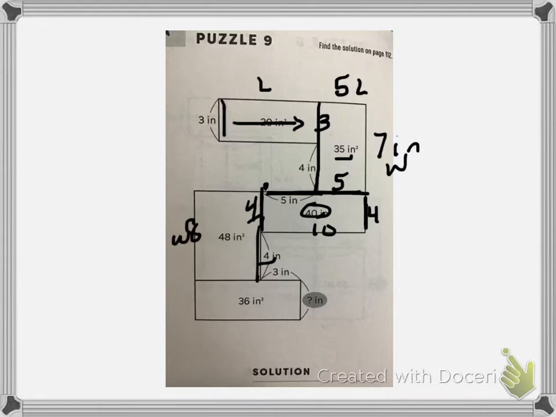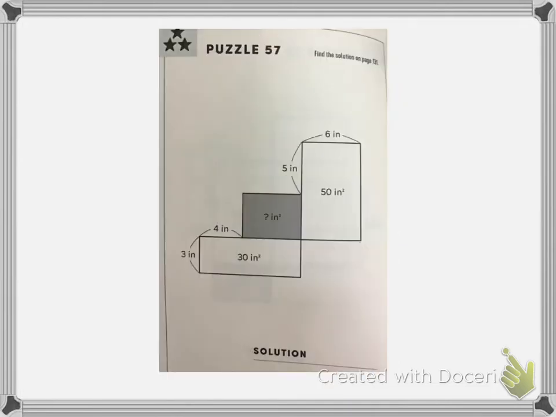A width of 8 and a length of 6 would give an area of 48. So if this top piece is 6 inches, that means down here is also 6 inches, which makes the full length from the left all the way to the right a total of 9, because 6 plus 3 gives 9. And 9 times what would give an area of 36? 9 times 4 would give an area of 36 here. So that means this missing width here is 4 inches. All right, next puzzle here.